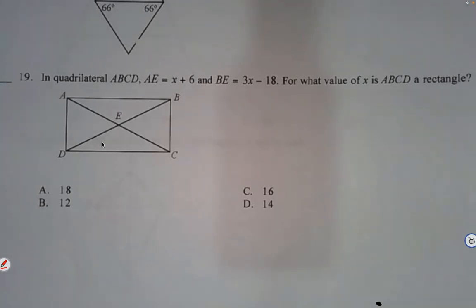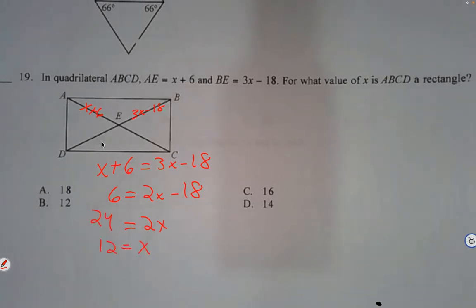Number 19. It tells us that AE is x plus 6. That's just this little part. And BE is 3x minus 18. And it's a rectangle. I know that diagonals are equal in a rectangle, so I also know that these two pieces are equal. So x plus 6 is equal to 3x minus 18. Then we just solve like normal. 6 equals 2x minus 18. I'll add 18. Divide by 2, and x is 12. Is that all they asked me for? Yes. So it's B.